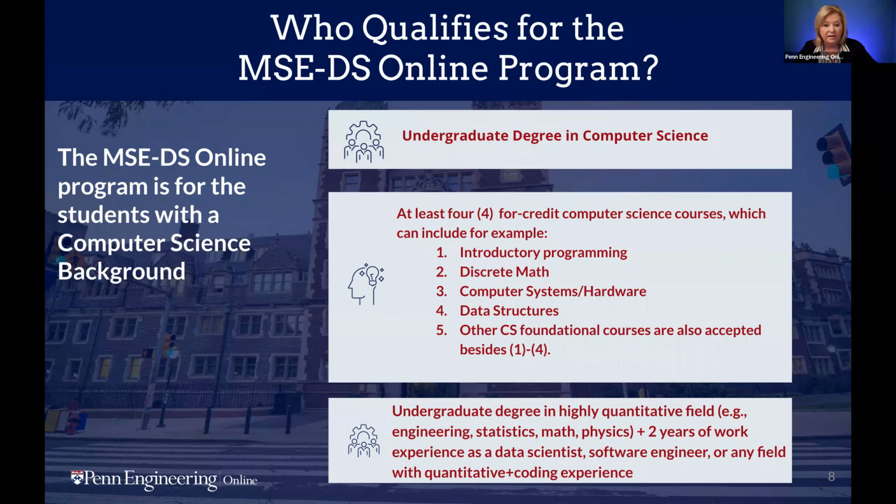Now, maybe you're a potential student who doesn't necessarily have that computer science degree, but you have an undergraduate degree in a highly quantitative field, such as engineering, statistics, some other math degree, or physics, and you're also working in the industry. So maybe you have 2+ years of work experience as a data scientist or a software engineer, or something with that quantitative and coding experience, then yes, you probably have the background and the skills needed to be successful in this program as a sort of groundwork. Then yeah, I would say apply to the program.